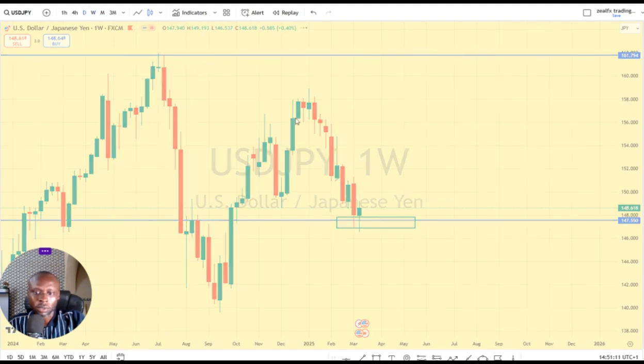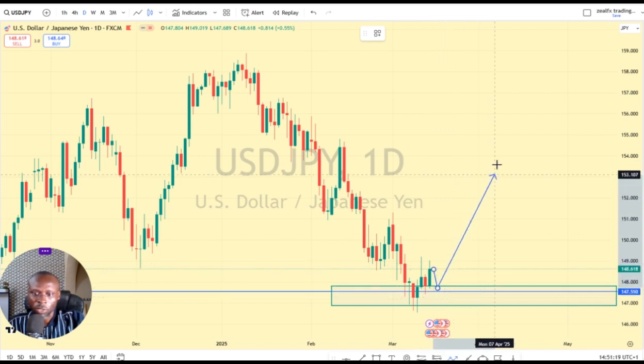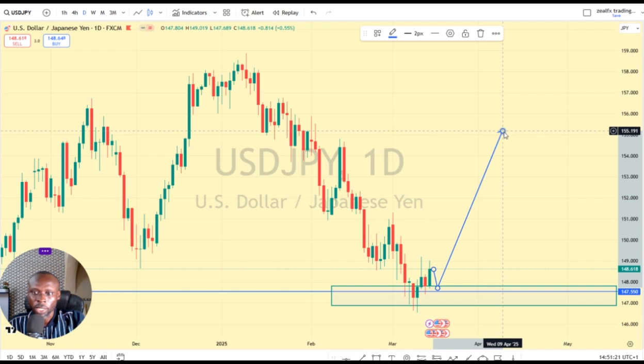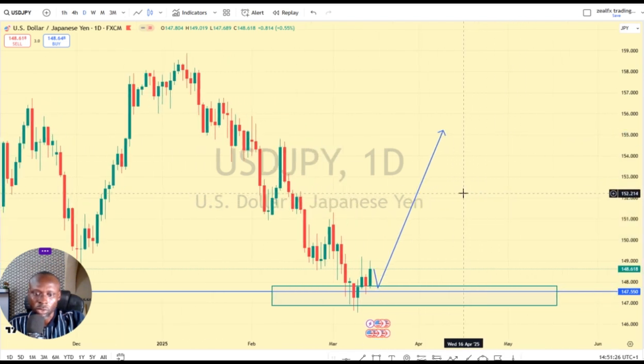Let's go to the daily chart. On my daily chart, I'm waiting for price to do a retest of this zone and give me a price action candle setup. Then I'll look at a buy opportunity for USDJPY. So look at your buying opportunity on the USDJPY.